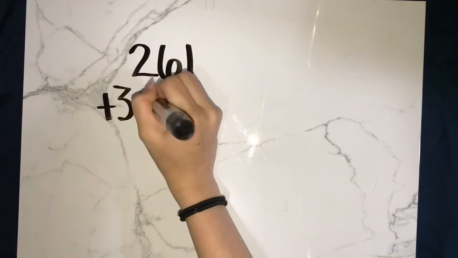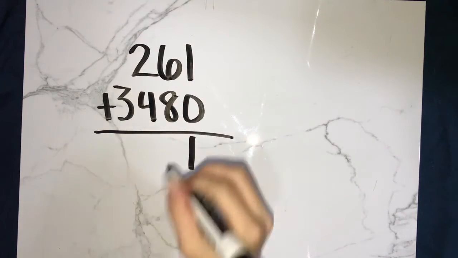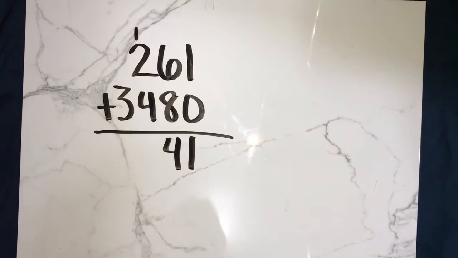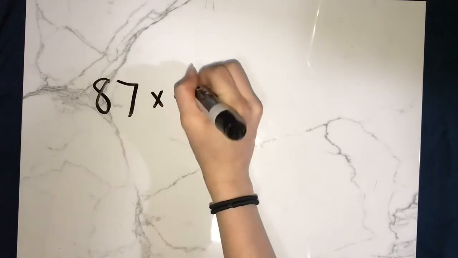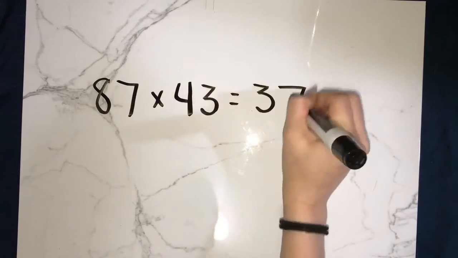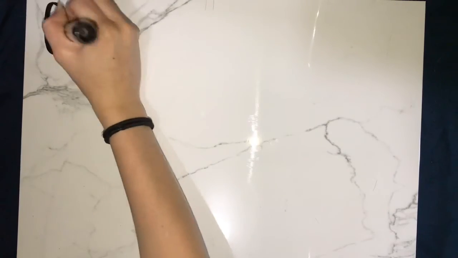And then we'll add these two numbers. So 261 plus 3,480 is going to end up being 3,741. So again, I'm going to rewrite this out how you see it on the test. 87 times 43 is 3,741.